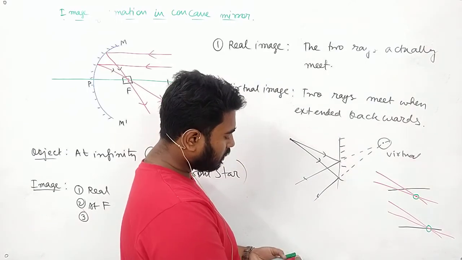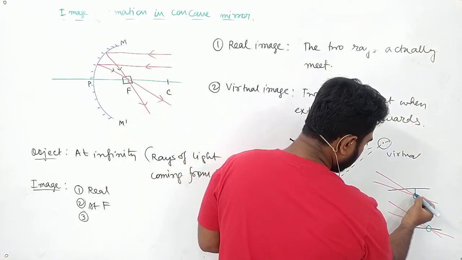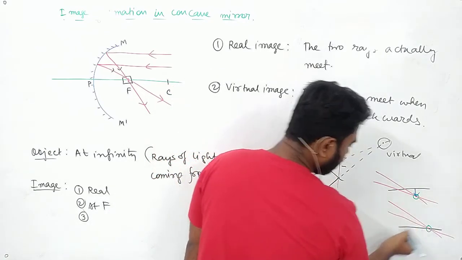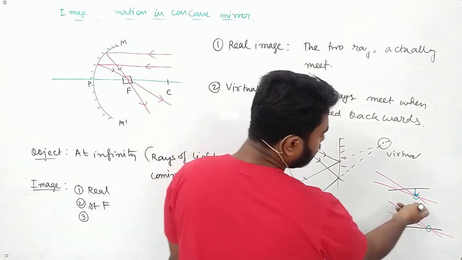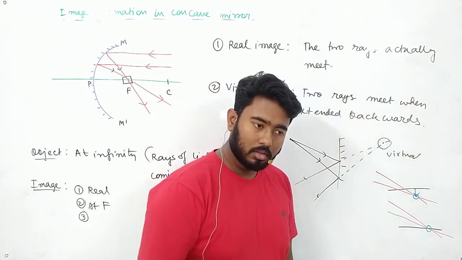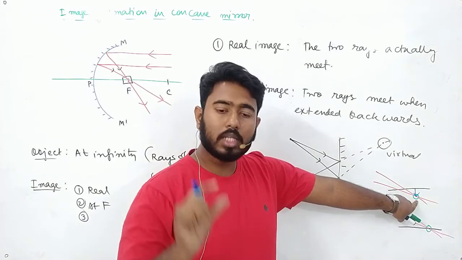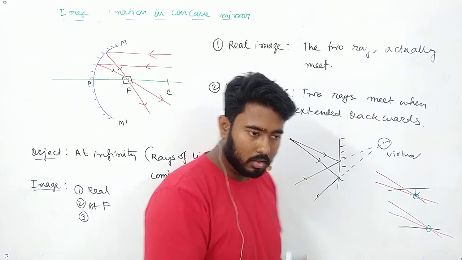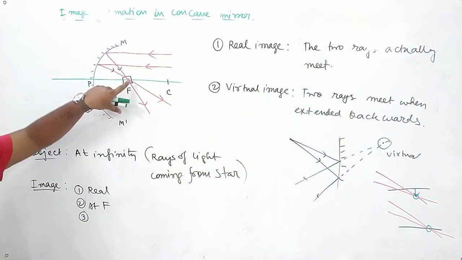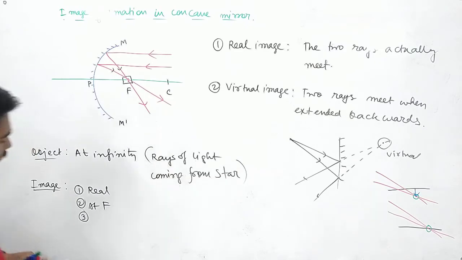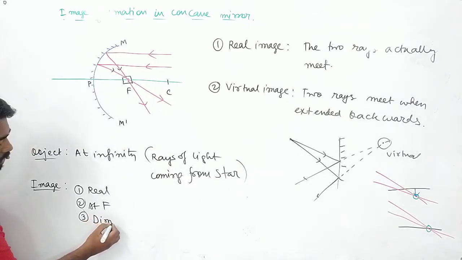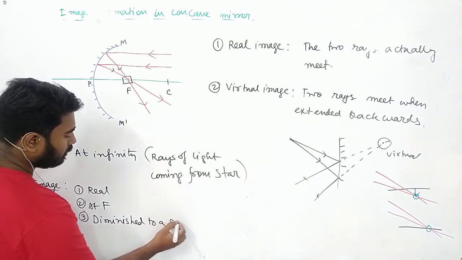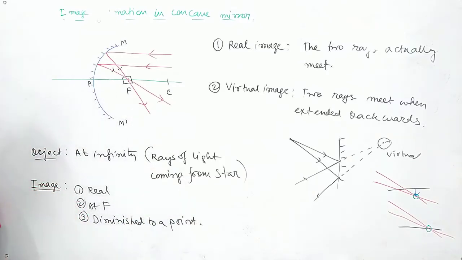Now, in the first case, this will be the image. Is that clear? In the second case, this will be the image. Why? Because the image is taken from the principal axis. So what is its distance from the principal axis? It has no distance. That means the image is a point, right? So it is also a point. That means the image is diminished to a point. Diminished to a point. Is that clear?